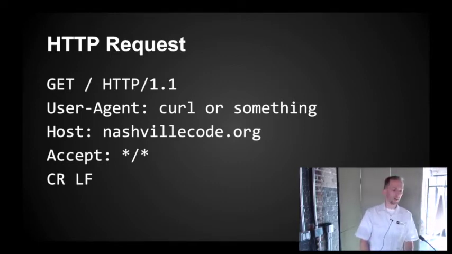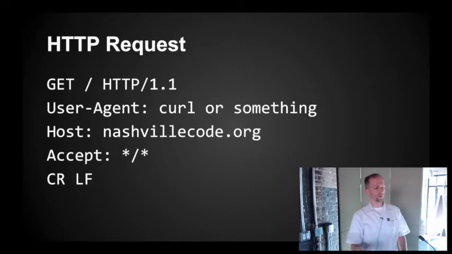The first line is the method, the resource requested, and the version. So you see the GET method, the slash resource requested, and the HTTP 1.1 version. Each line after that is a key-value header. The user agent is like curl or whatever. The host is Nashville.org. It will accept back this string, and then it's followed by a carriage return and a line feed. And if this is a POST, there'd be some data and that sort of thing.